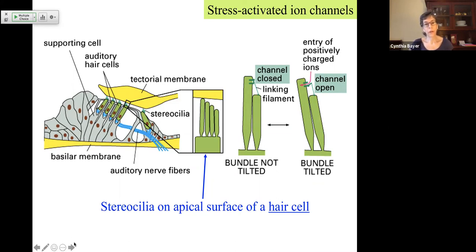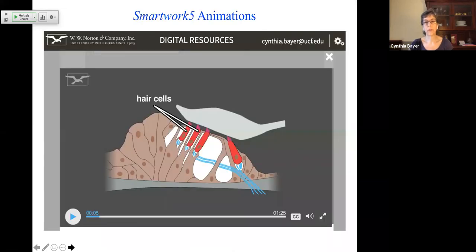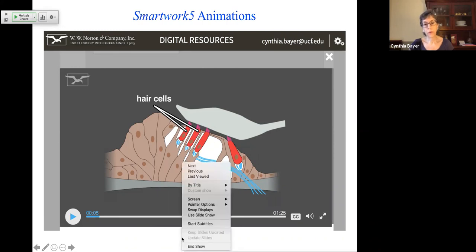But what I want to do here is, because we have spent some time talking about these particular type of ion channels, this is where I want to remind you to take advantage of the SmartWork animations. They have a very nice animation called Hair Cell 2 that actually goes through, in a minute and a half, what I've just described, the pulsations causing the vibrations, causing the movement, causing the stretching, or the stereocilia movement that results in the change in the membrane potential.